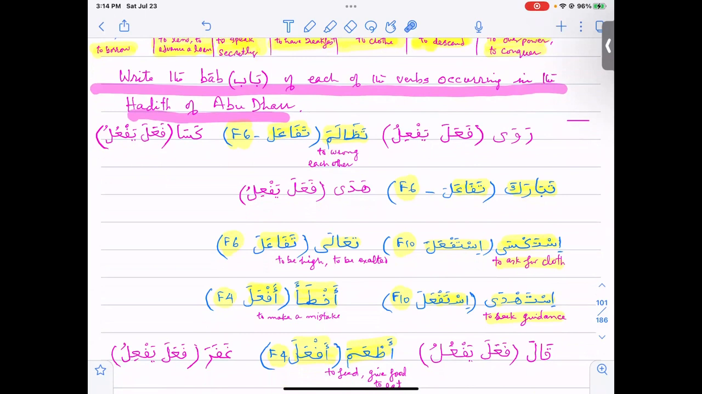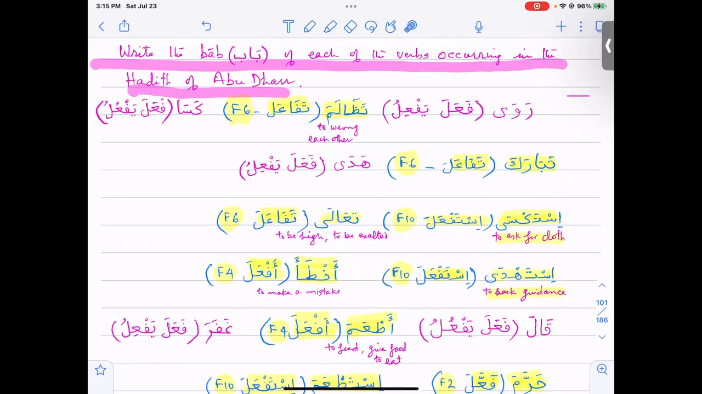Istaksa, to ask for clothes. To ask for clothes, istaksa, istaf'ala, to ask Allah subhanahu wa ta'ala to grant us clothes, something to wear all our life, inshallah. Then ta'ala, tafa'ala, to be high, to be exalted. Please, these are beautiful verbs, inshallah you will do it.